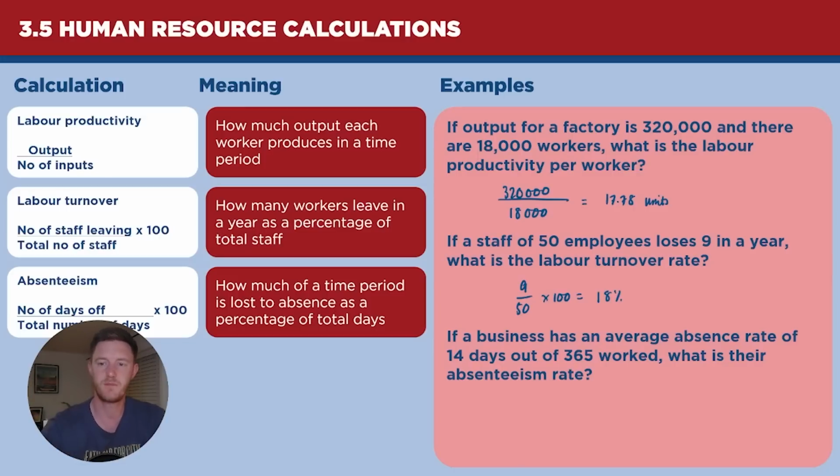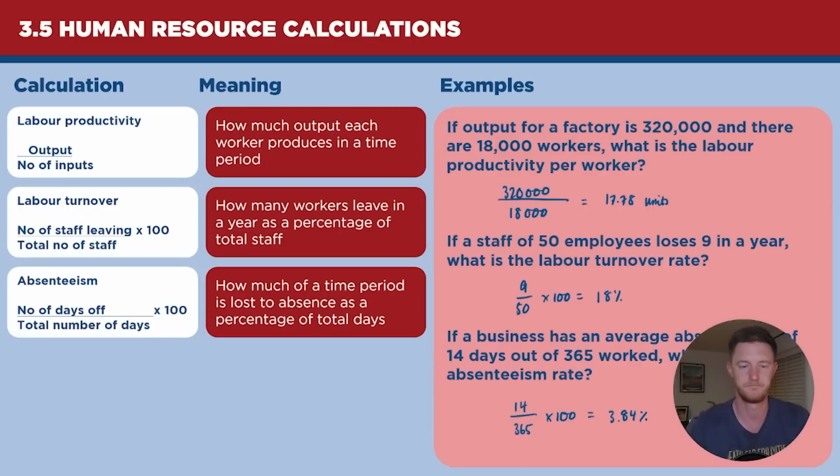If a business has an average absence rate of 14 days out of 365 work, their absenteeism rate would be 14 over 365 times by 100 is 3.84%. So those are the human resource calculations as well.